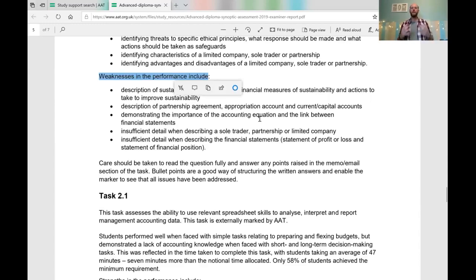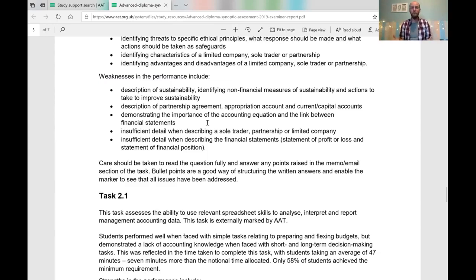Now, the reason why I jump straight to the weaknesses, it's not to be negative, it's to say, right, okay, if this is where students are struggling, this is where students need to make sure that they are really recapping and revising and practicing in their revision stage. So let's take a look then at what's going on here. So the weaknesses are description of sustainability.